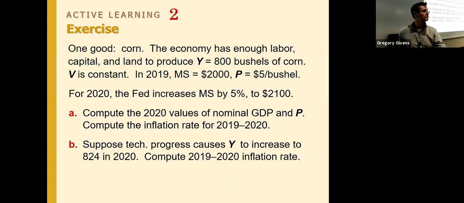So for B, are we using 2,100 as the money supply? Yes. The only difference between A and B is there's been this simultaneous increase in Y.